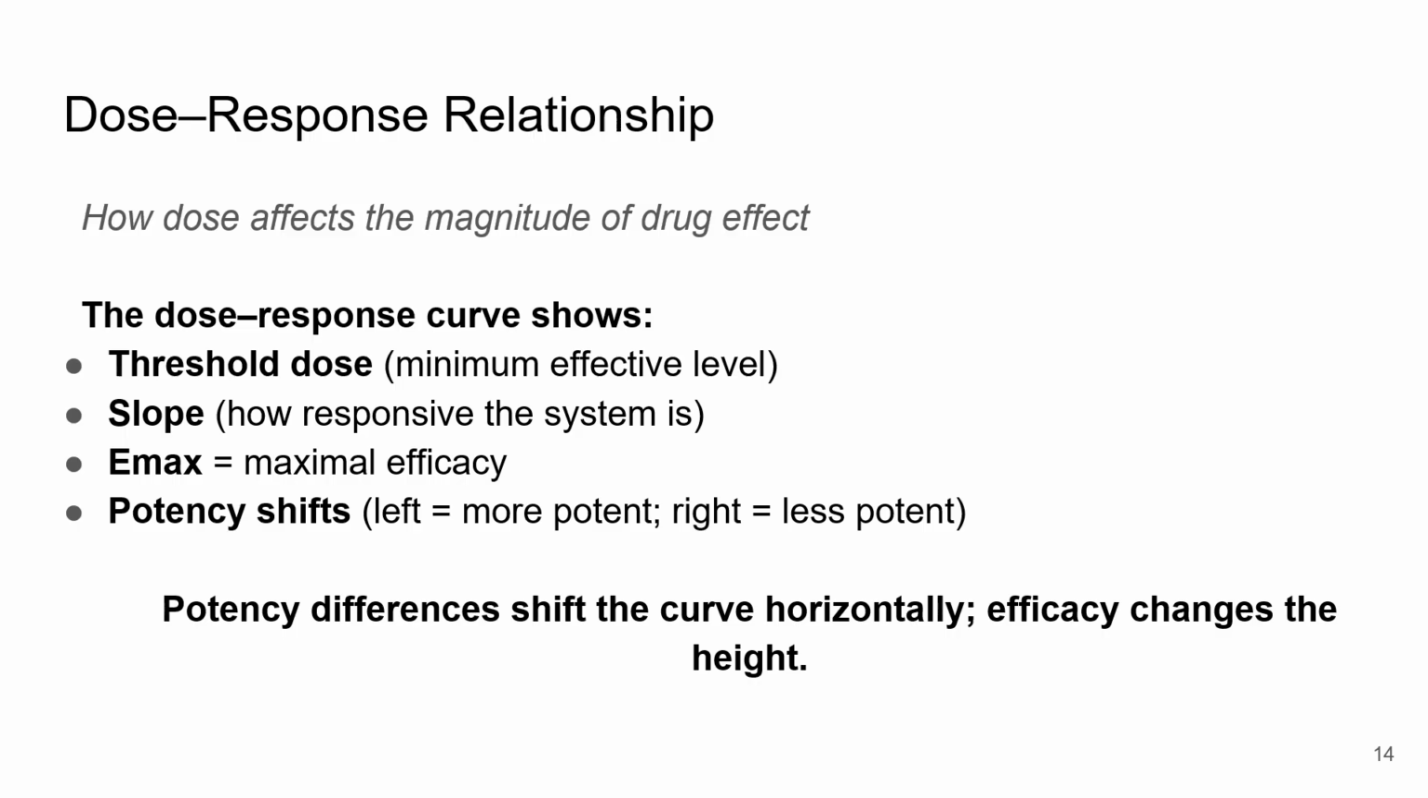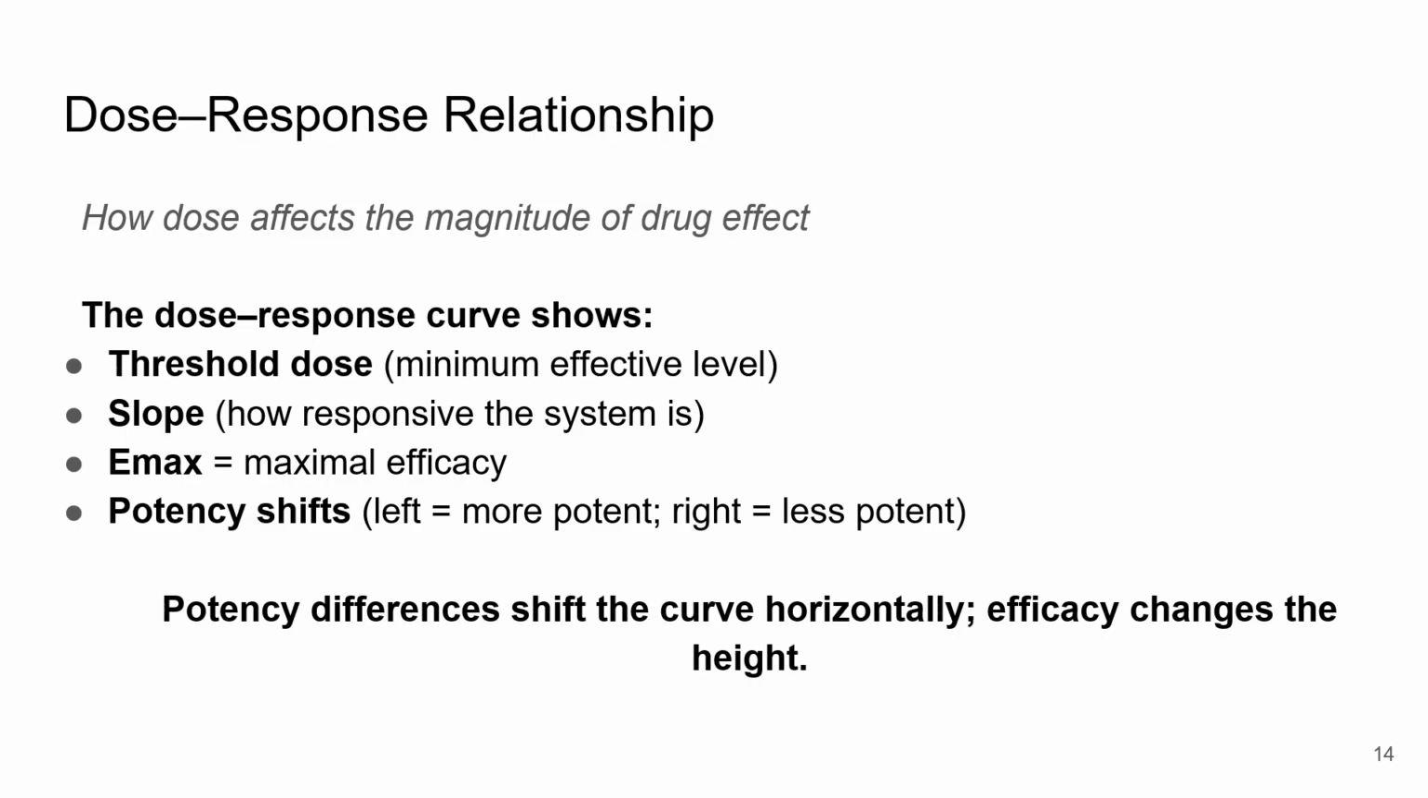So the dose-response curve, which I believe is shown on the next slide, will help us visualize some of these ideas. So the first is threshold dose, and that is the minimum dose needed to produce a measurable effect. So below this level, the drug may be present in the body, but the patient will not have any clinical response.